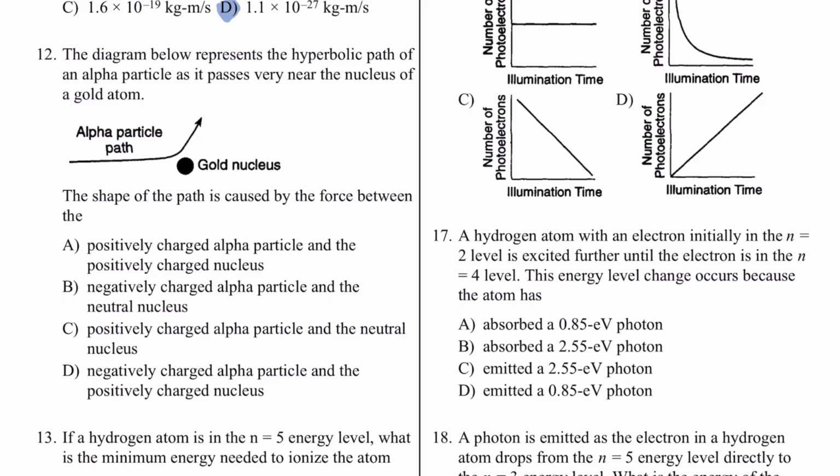Number 12. The diagram below represents the hyperbolic path of an alpha particle as it passes very near the nucleus of a gold atom. The shape of the path is caused by the force between the what? So this diagram is literally just showing us Rutherford's gold foil experiment. Remember that alpha particles have a positive charge, and the gold nucleus is also going to have a positive charge, which is why the alpha particles will deflect, because they both have positive charges. So that is choice A.